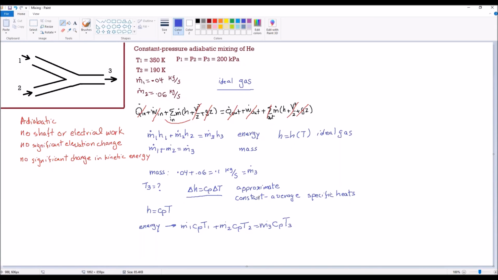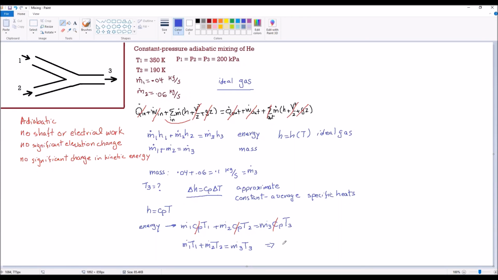Now, since I'm assuming constant average specific heat at room temperature, I can simplify this equation further, and actually I don't need to know the value of Cp. There is a table for Cp and I can read the Cp value, but it will cancel out. So the equation simplifies to m dot 1 T1 plus m dot 2 T2 equals m dot 3 T3.